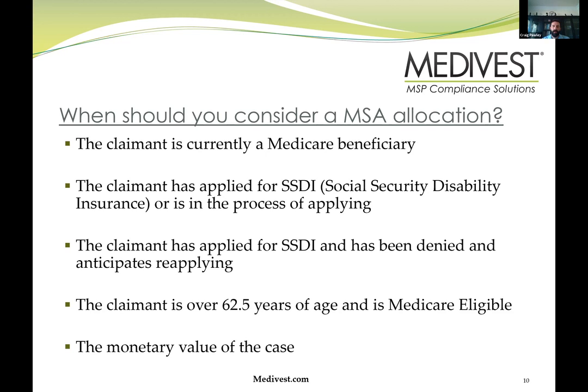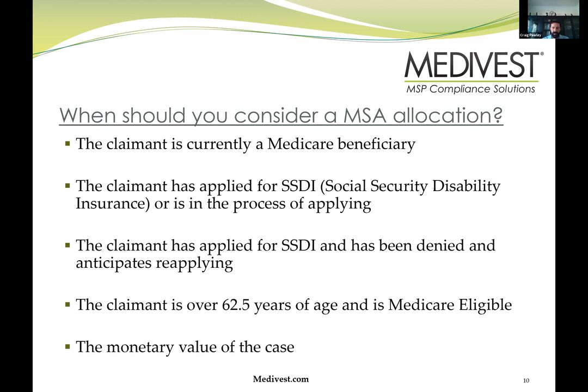So if the claimant or applicant or plaintiff is currently a Medicare beneficiary, if they've applied for SSDI, which is Social Security Disability Insurance, or in the process of applying for it, if they've applied for SSDI or have been denied and anticipate reapplying, if they are over 62 and a half years of age, that's a big one. So Medicare says if an individual is going to be on Medicare within the next 30 months, you need to consider our interest in the settlement. So at 62, people are traditionally, as long as they've paid into the system, eligible for Medicare Part A automatically at age 65.